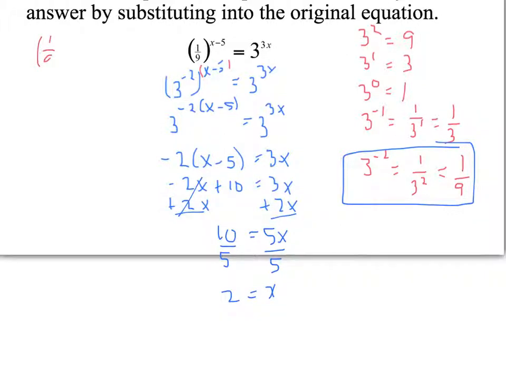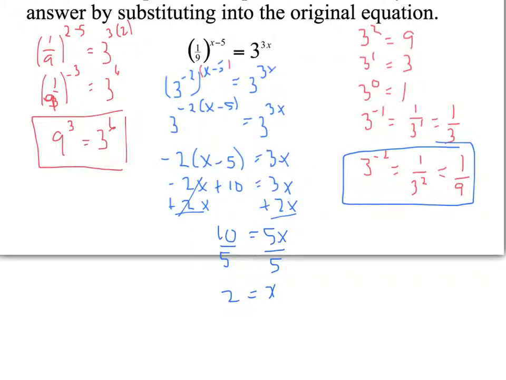1/9 to the 2 minus 5 is equal to 3 to the 3 times 2. 1/9 to the negative 3 is equal to 3 to the 6th. Well, this means the reciprocal, so take 9 cubed, and it is equal to 3 to the 6. And again, this is something you can check on your calculator, and it is definitely true that these are equal. All right, I hope this helps. The next video will be on something different, so have fun.